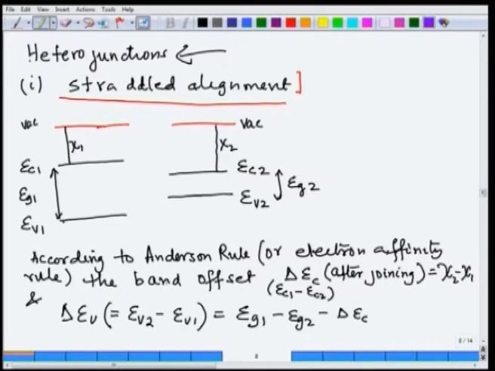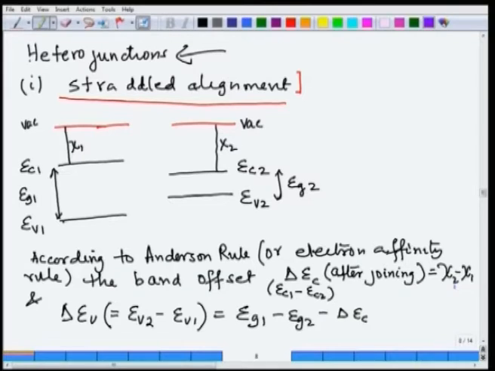What do these rules say? They say that the band offset, that is after you join them, will be delta EC equal to psi 2 minus psi 1. That means when you join them, if you look at right now, what is the band offset? That is, what is the value of EC1 minus EC2? Clearly that is psi 2 minus psi 1 when they are not joined yet. And the point being made is that after you join them, it remains the same.